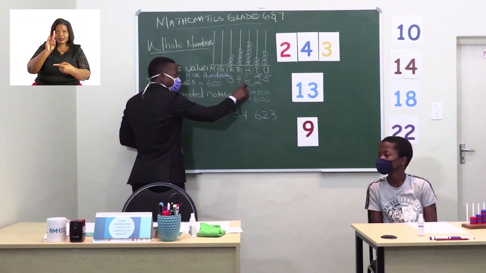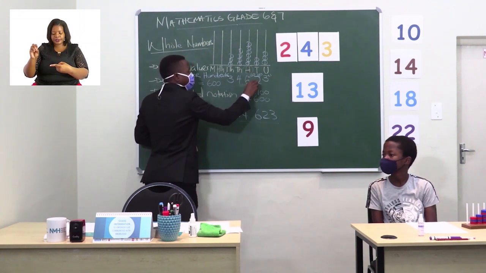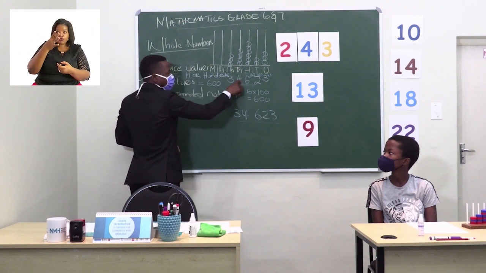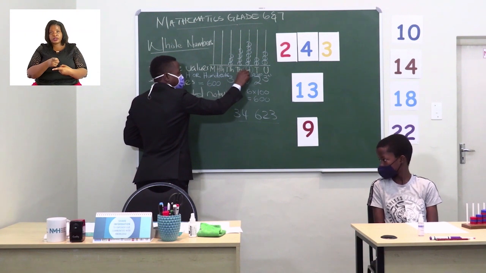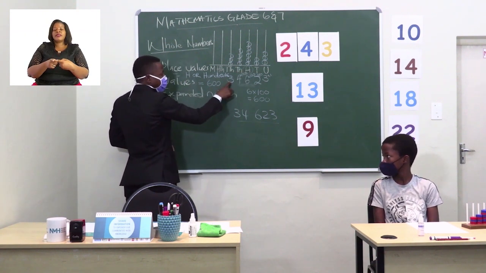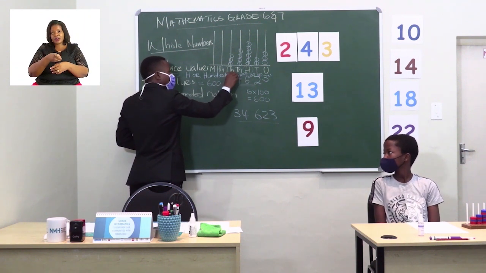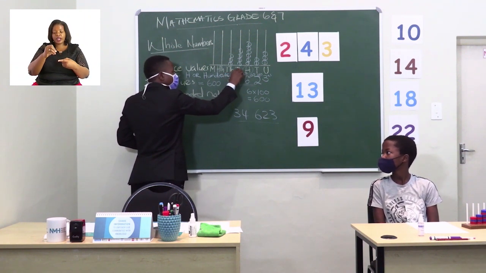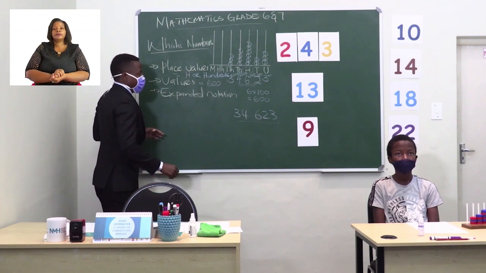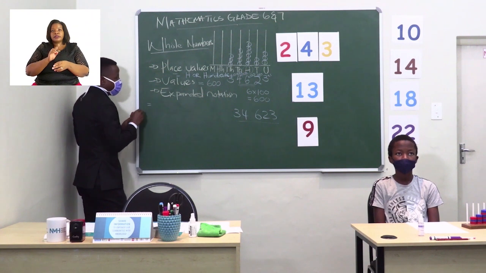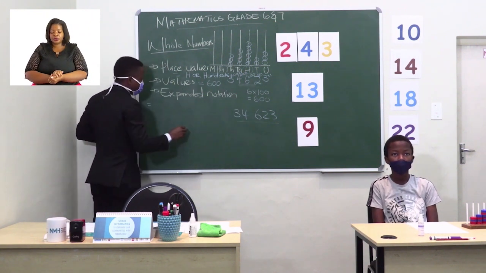6 in position of 100, we multiply with 100. 4 in position of 1,000, we multiply with 1,000. And 3 in the position of 10,000, we multiply with 10,000. But when you give your answer, it must be done this way. You say equal, an expanded notation of this number.